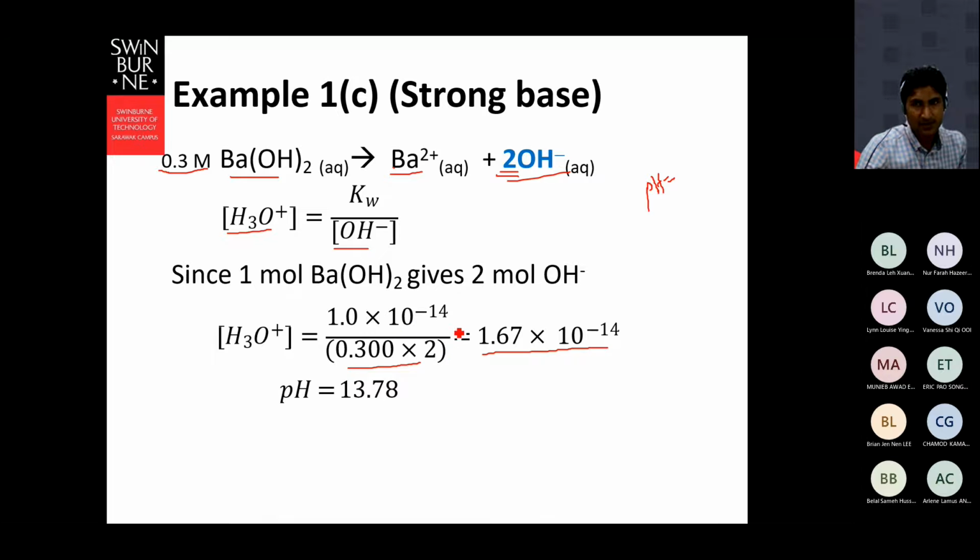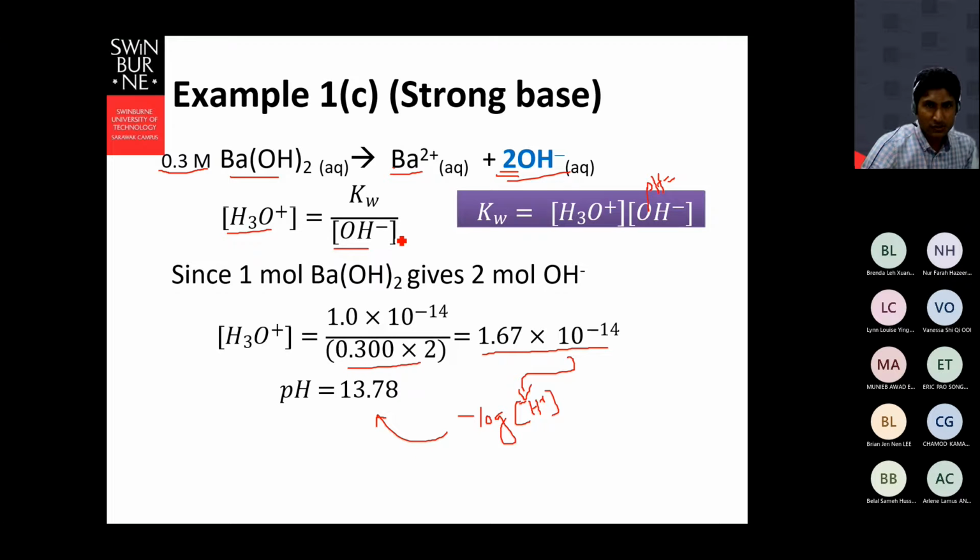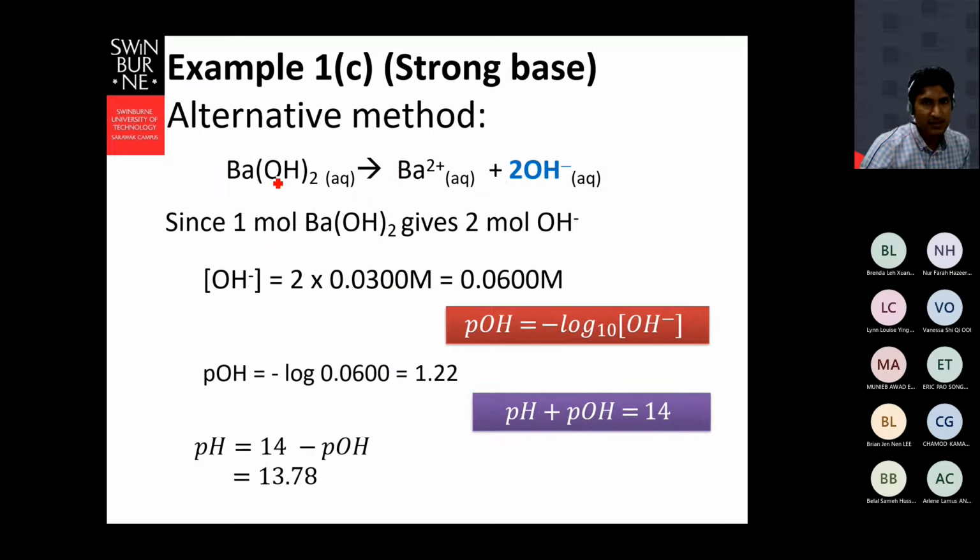This is the hydronium ion concentration we found. And we can just put the value in the negative log. pH is the negative log of hydrogen ion concentration, right? So we just plug in this value here, and then we find the pH from there. All right, so this is how we can find it. There is another way we can do it.